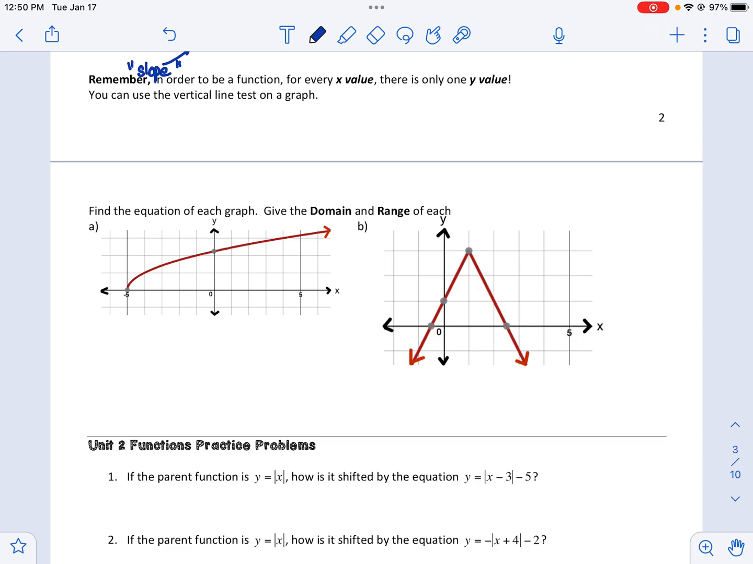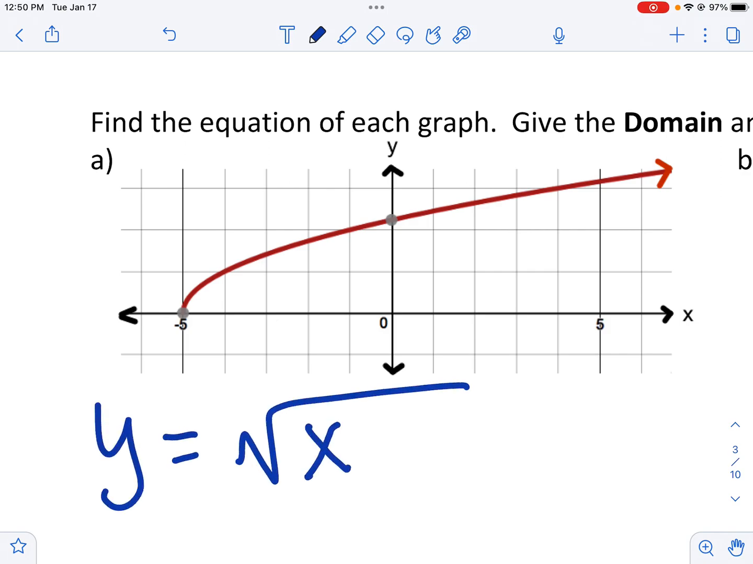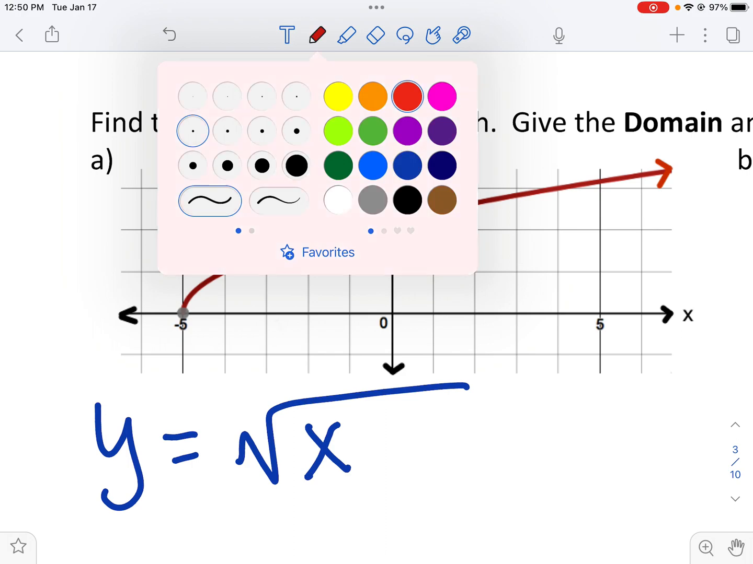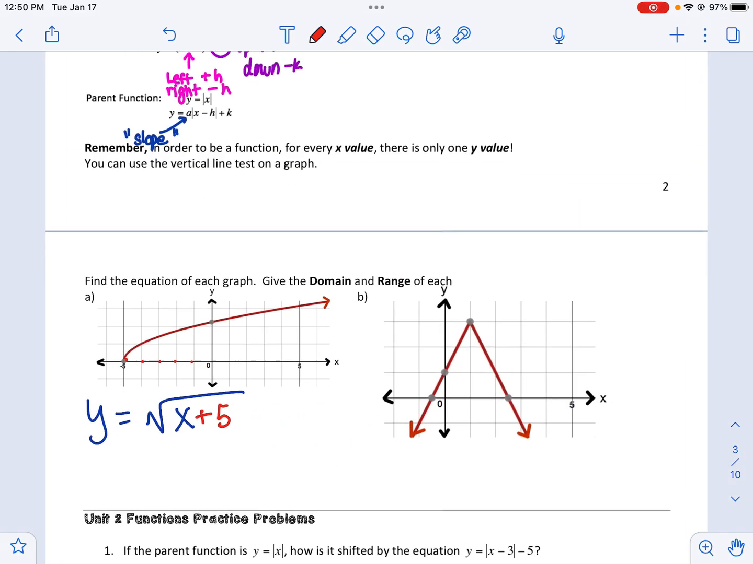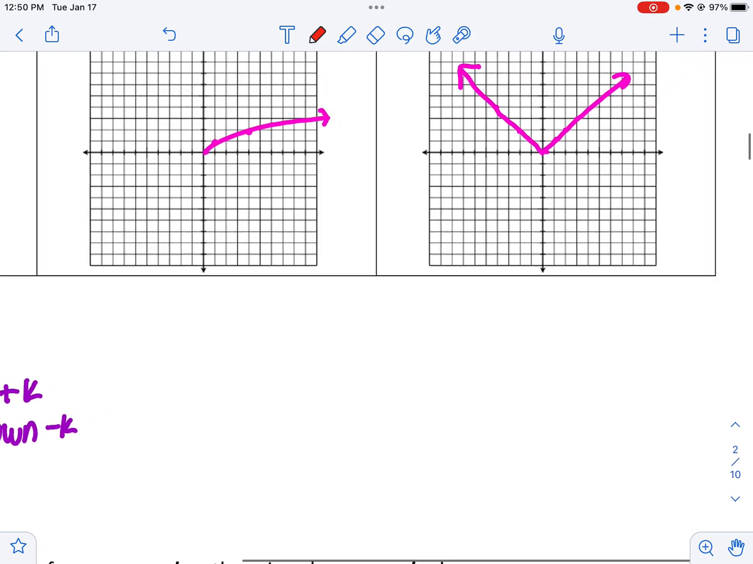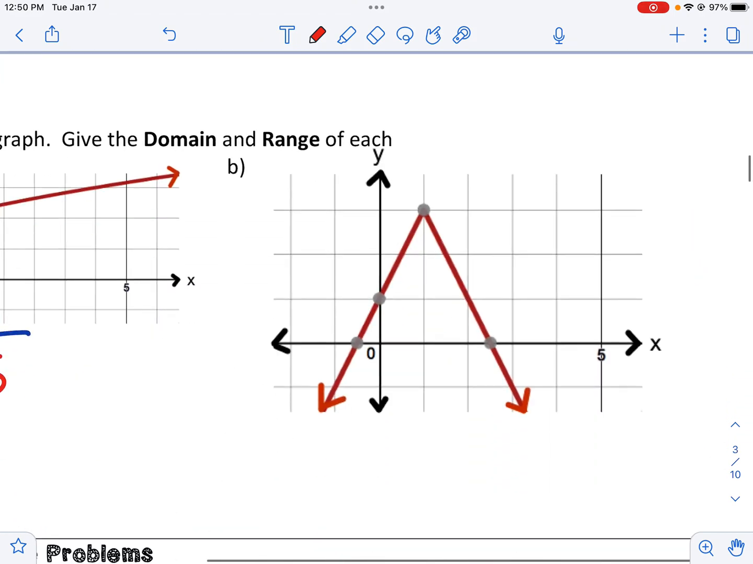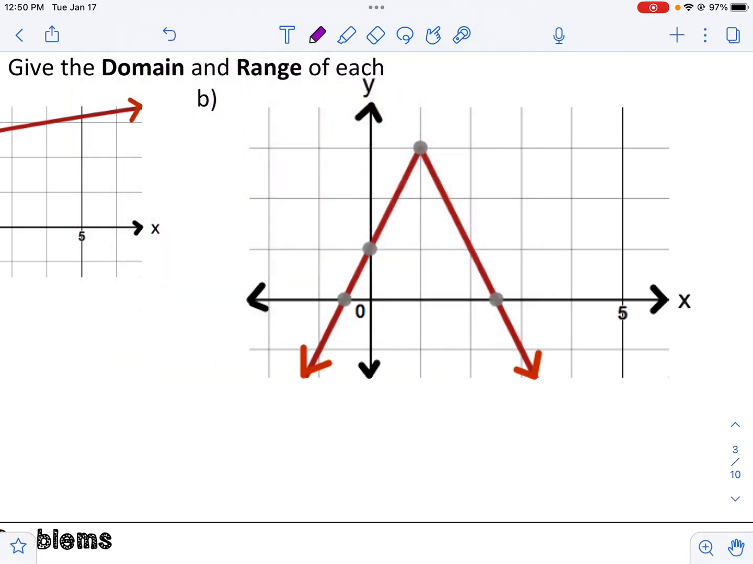All right, this says find the equation of each graph, and also can you give the domain or range? Okay, so we know this is a square root function, y equals the square root of x, but it shifts to the left, and it goes left 1, 2, 3, 4, 5. So underneath the square root sign, you would have the plus 5. This one, okay, so remember the absolute value function was at 0, 0. So this one flips, and it shifts right 1.